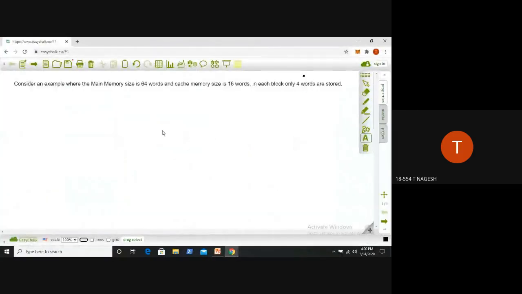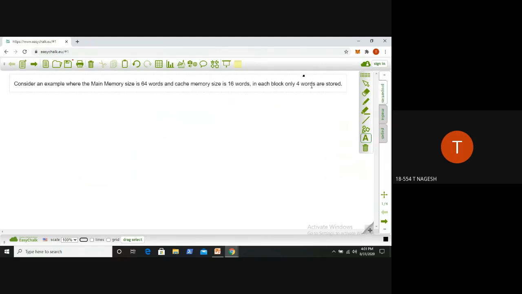Okay. So here I have taken an example where the main memory size is around 64 words and cache memory size is around 16 words. In each block, only four words are stored. So these are the constraints that are given to me in the problem. Let us try to understand what all of this is and how we can formulate from this data, right?